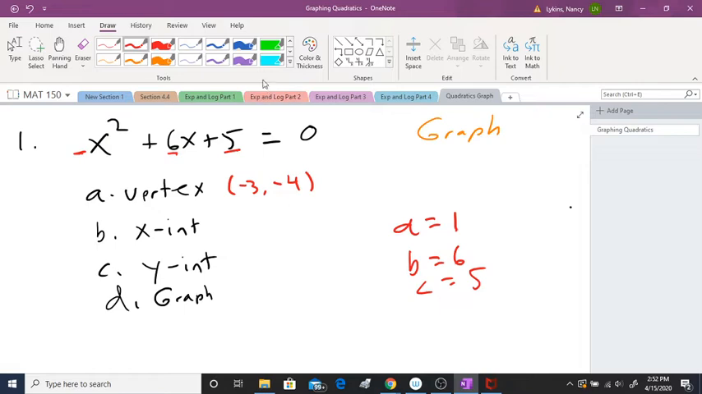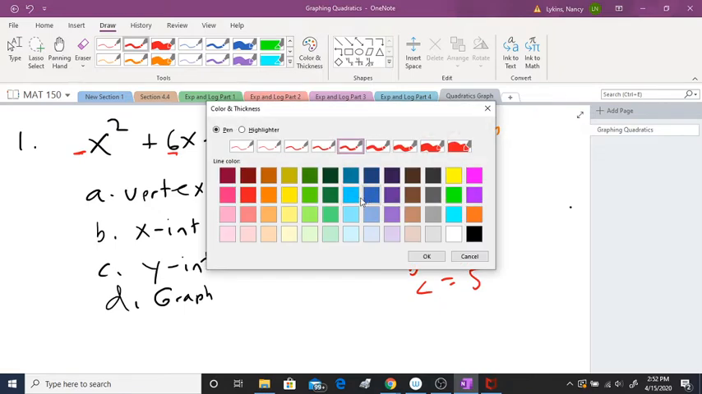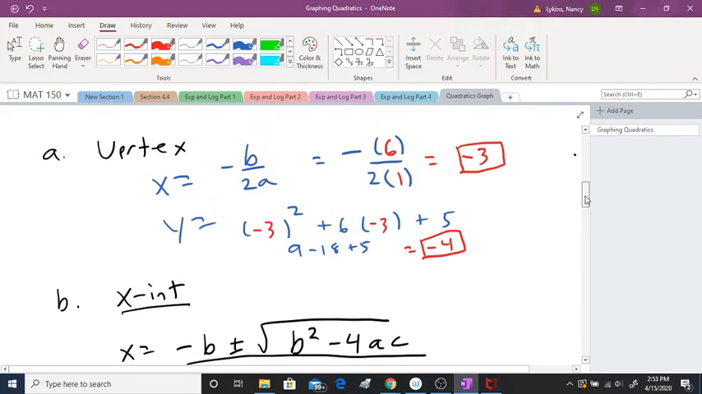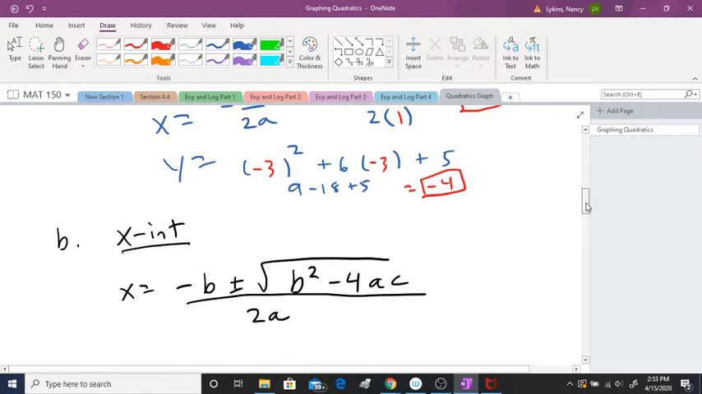Now also too, since my A is positive, or it's a 1, I know when I graph it, it's going to look like an upward U shape, a parabola that's going upward. So now to find the x-intercepts, I'm going to show us the way that always works, and then here in a minute I'm going to show you another way as well.